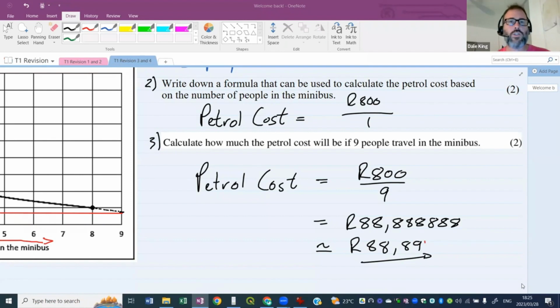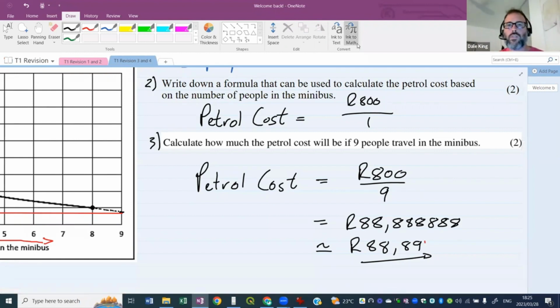All right. Any questions? Anyone want me to go over it again? Any questions? Or are we all good to move on? I have one question, Teacher Dale. Yes. Would we get penalized if we didn't round off to 2 decimal places in this case?